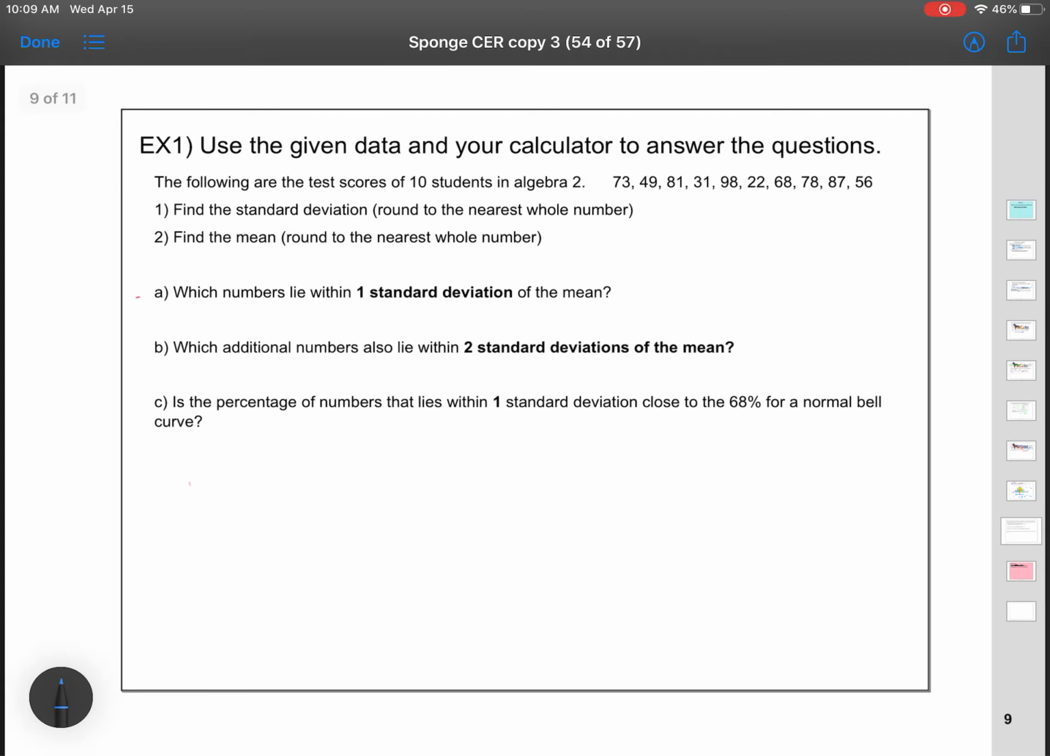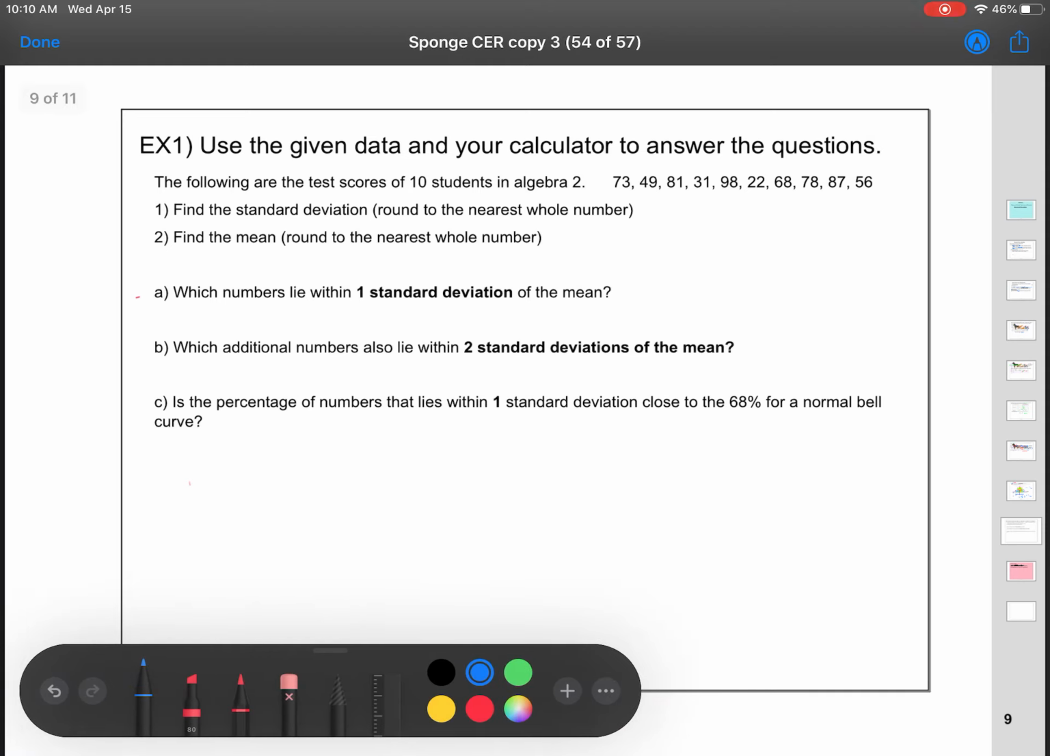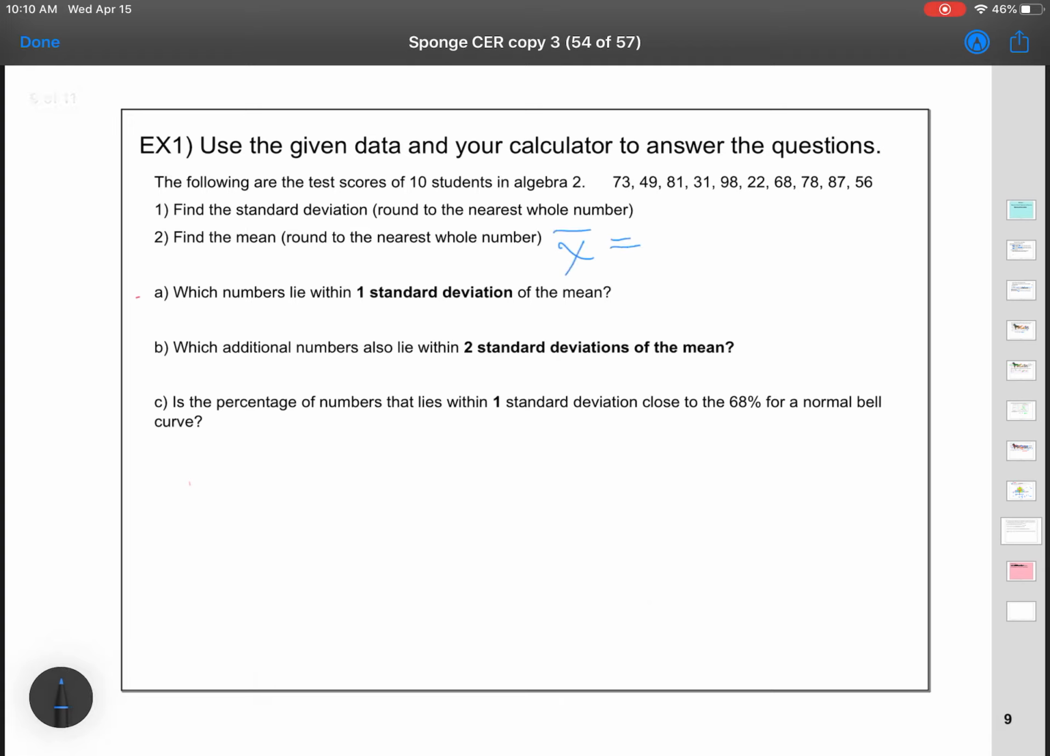Okay, so now we have a question here. We have 10 students that took a test in Algebra 2, and I have listed here 10 different test scores. First, it says find the standard deviation, round to the whole number, and find the mean, round to the nearest whole number. And so you won't have to do that on the worksheet. They're going to give that to you. So I'm going to tell you right now that I've done it on my calculator, and that I know the mean, rounded to the nearest whole number of these numbers, is 64. I also know the standard deviation, using my calculator for these numbers, rounded to the nearest whole number, is 23.